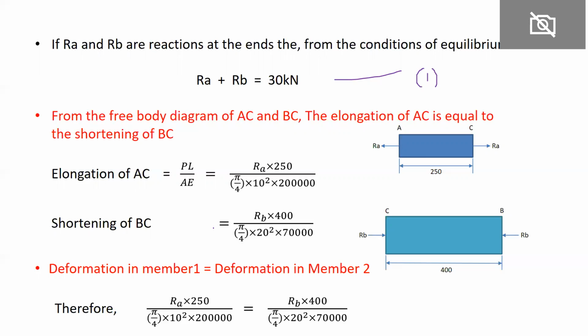Now the second concept. From the free body diagram, the elongation of AC is equal to the shortening of BC. Same thing we talked about. This is called the compatibility equation, so you apply the compatibility equation. I will write compatibility equation simply as comp. You pronounce this as compatibility equation.